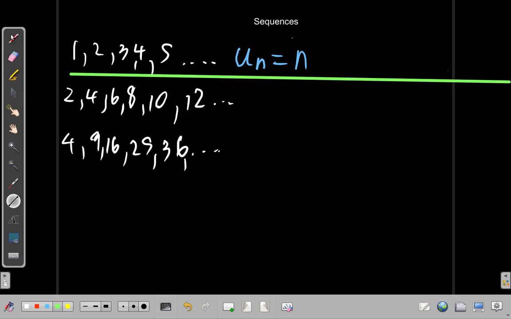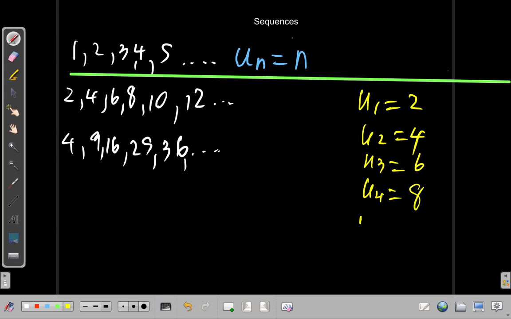What about this? I want to find out what U1 is, U2, what Un is. I can see that U1 is 2, U2 is 4, that's the second term. U3, the third term, is 6. How about U4? U4 is 8. What is U5, the fifth one? U5 is 10. U6 is 12, and so on. Now, let us try to figure out how these terms came about.